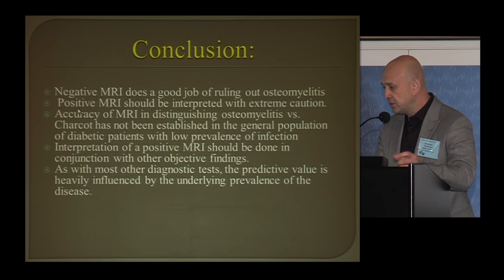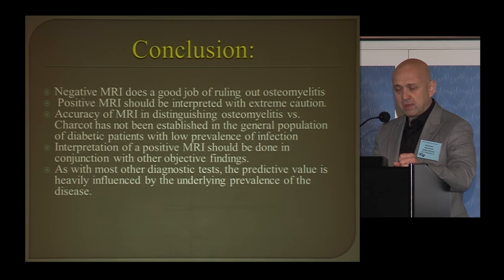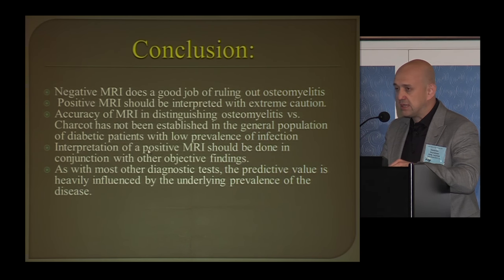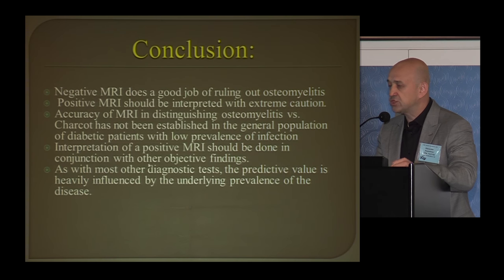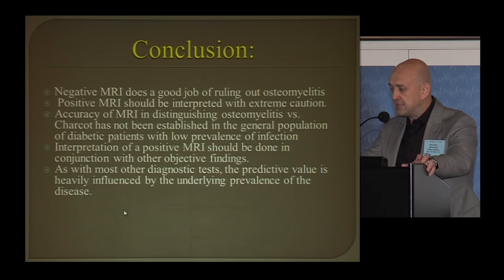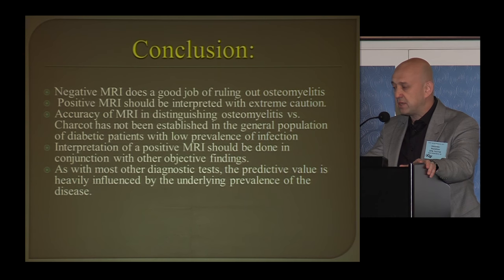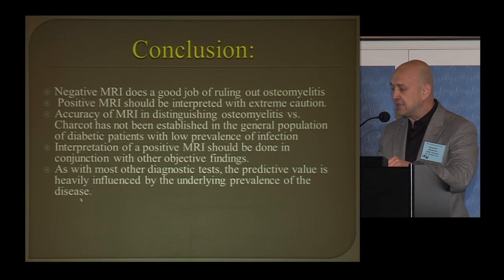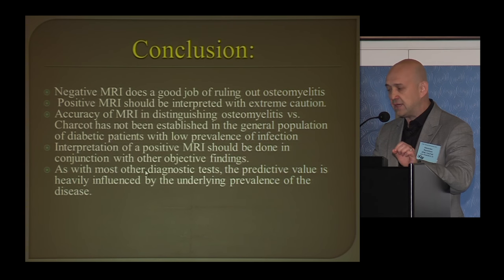So in conclusion, what do we know about the MRI? If the MRI is negative, it does a good job of ruling out osteomyelitis. If the MRI is positive, it should be interpreted with extreme caution. Accuracy of MRI in distinguishing osteomyelitis versus Charcot has not been established in the general population of diabetic patients with low prevalence of the disease. Interpretation of a positive MRI should be done in conjunction with other objective findings and never by itself.